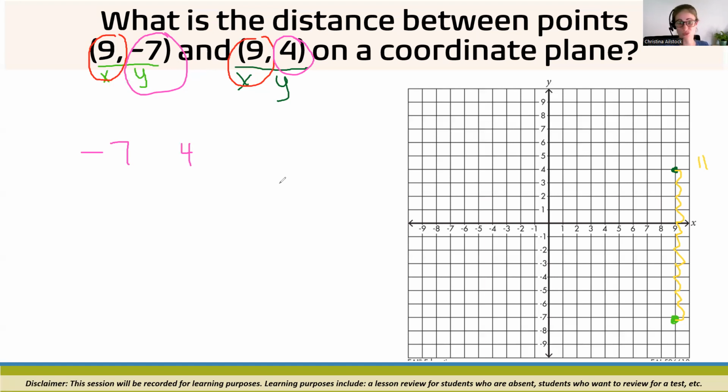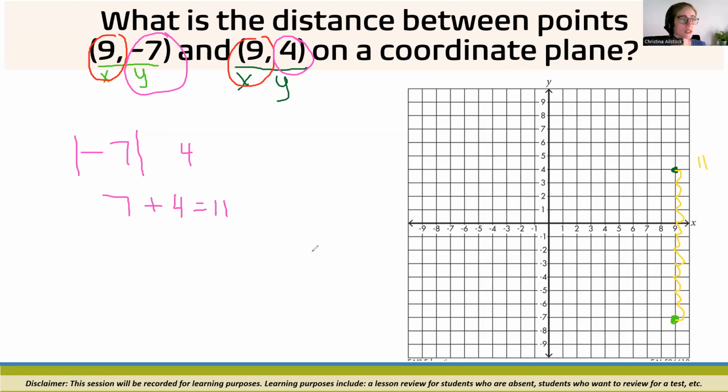One way is right off the bat, take the absolute value, because you know that if we're talking about distance, it doesn't matter if the number is positive or negative. So we could just right off the bat take the absolute value and turn that into a +7 and add that to our 4, and we get the answer of 11. They are 11 units away.